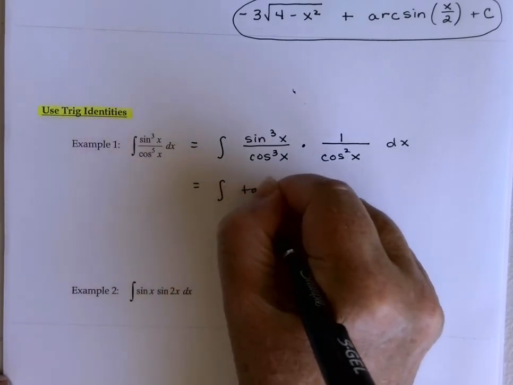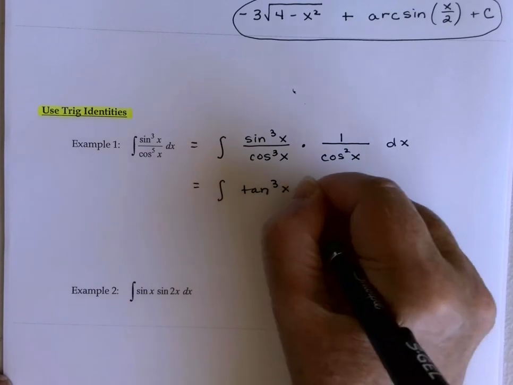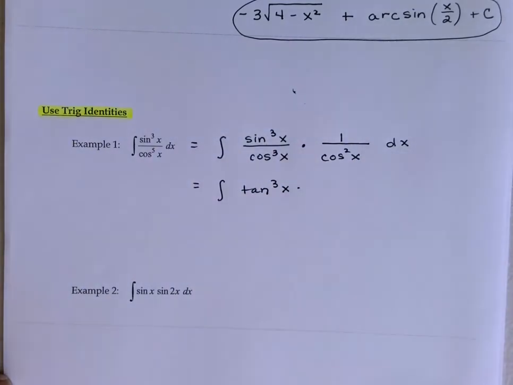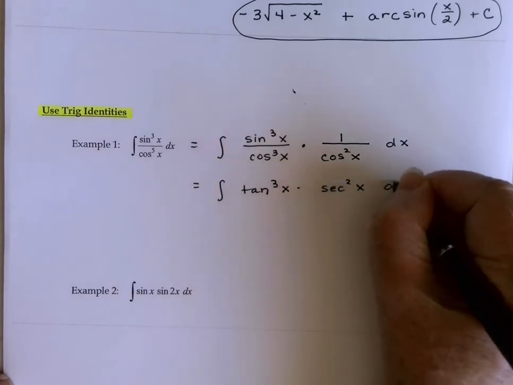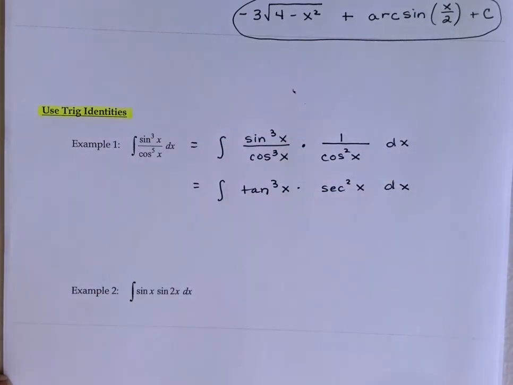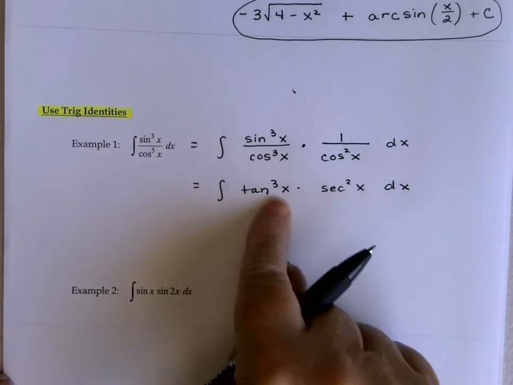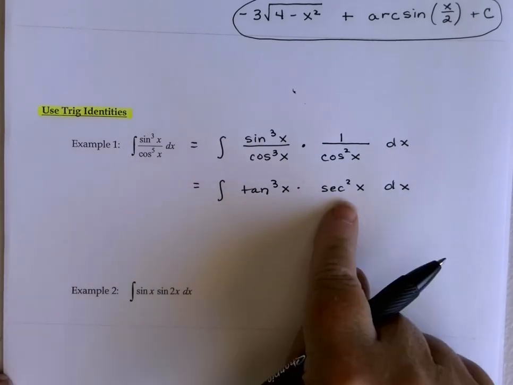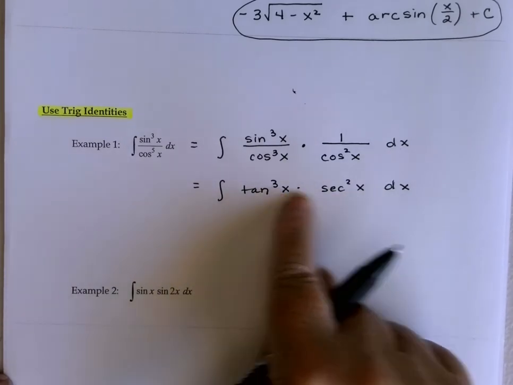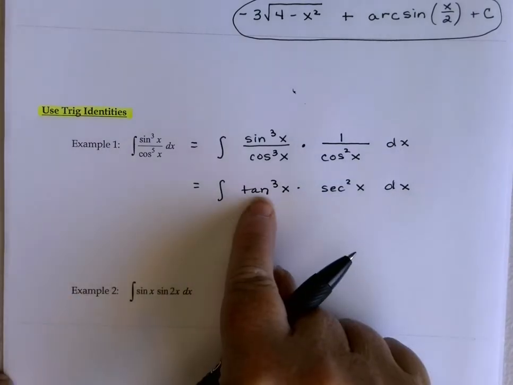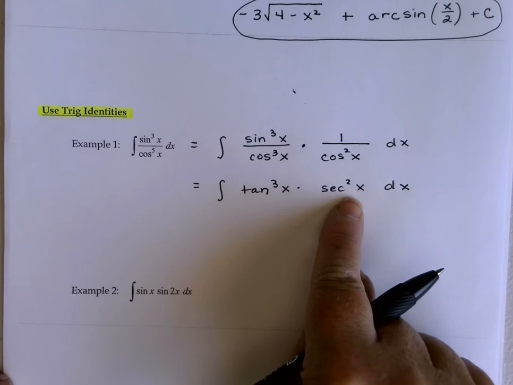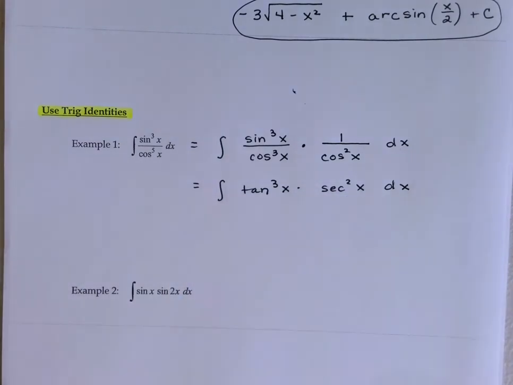All right, that's now tangent cubed x. And 1 over cosine is secant, so that's secant squared x. This may not look like we've accomplished anything because we still have 2 separate trig functions, both raised to powers. But I kind of remember that the derivative of tangent is secant squared, so that makes me feel like I'm on the right path to a good u substitution.